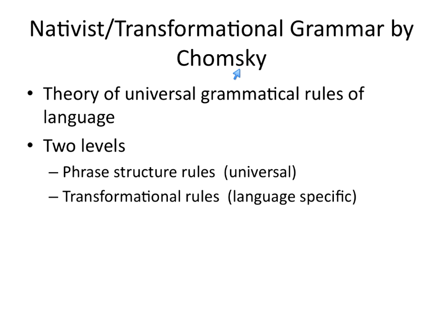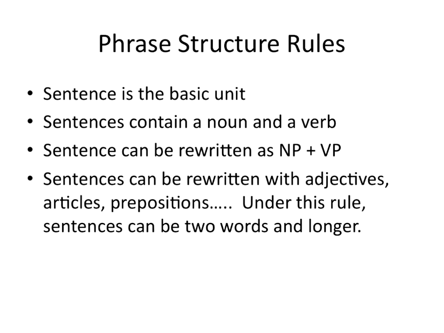All right. So Chomsky says that there is a theory of universal grammatical rules of language, and that there are two levels. There is the phrase structure rules, which are universal, which say that all sentences will have a subject. That's universal, no matter where you go, according to Chomsky. And then there are transformational rules. The transformational rules are specific to your language.